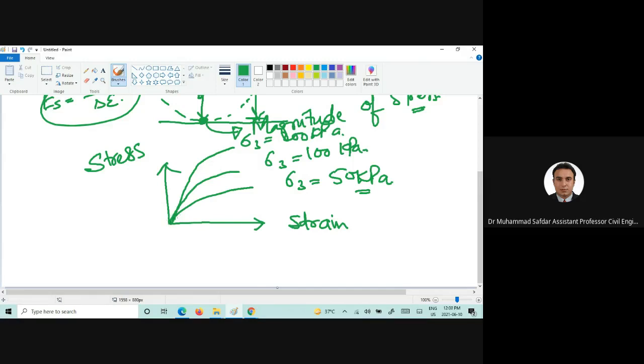In the small strain range, usually there's not much difference there, but you will see the secant modulus of elasticity would be different. That is also important, particularly if we are interested in a particular strain level: what would be the modulus of elasticity, and for that modulus, what would be the immediate settlement occurring at that strain level.